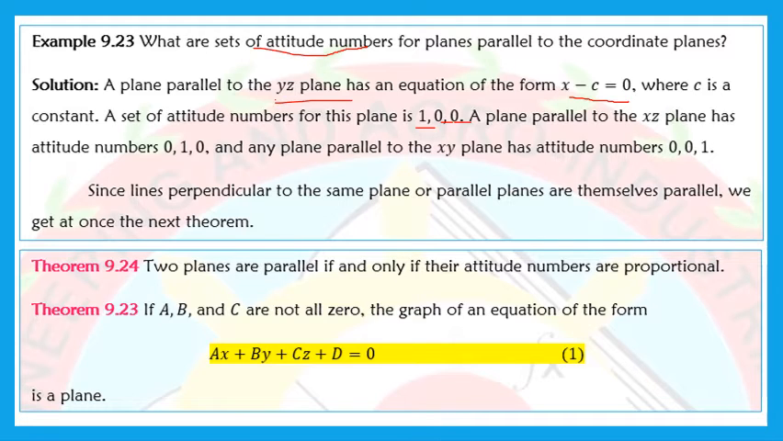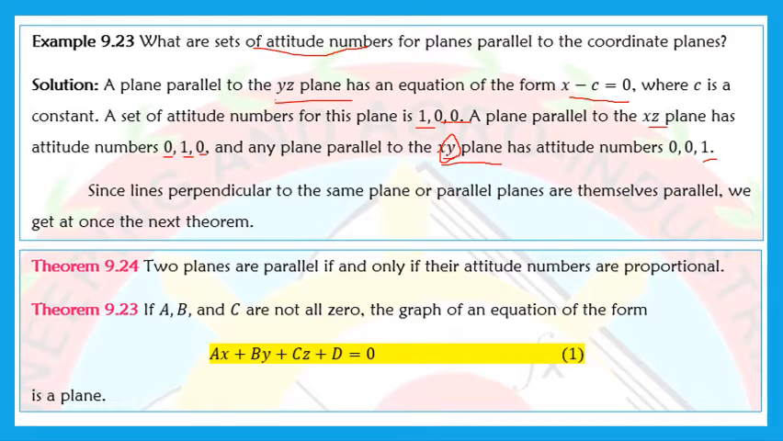A plane parallel to xz naman, ayan na value niya si y, na ayan 0 si x at si z. So ayan, set of attitude numbers yan na 0, 1, and 0. Si y na value niya. Let's say, ayan yung tanong na 1. And any plane parallel to xy plane has attitude numbers 0, 0, 1. Kasi xy plane man, so 0, 0 si x at si y, tapos value niya si z.